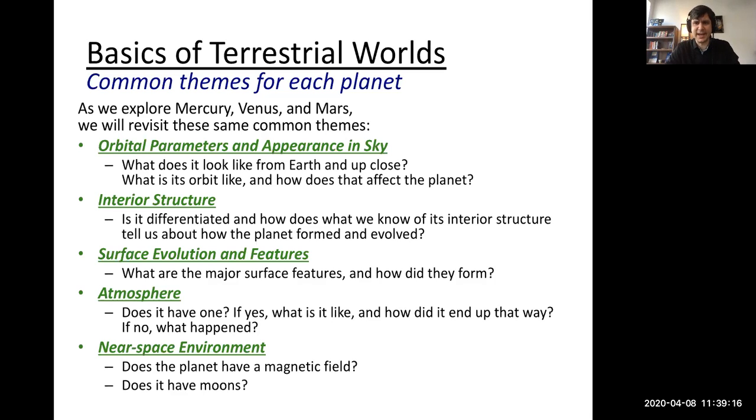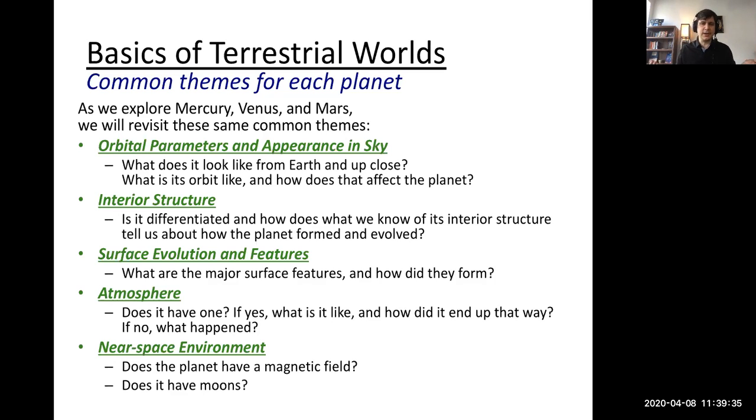If a planet has an atmosphere, we are going to talk about it. Out of all the terrestrial planets, the Earth has an atmosphere, Venus has an atmosphere, and Mars has an atmosphere, meaning that Mercury is the only one that doesn't. So we'll ask the question, does it have one? And if yes, what is it like? Can we define the layers of the atmosphere like we did with the Earth?